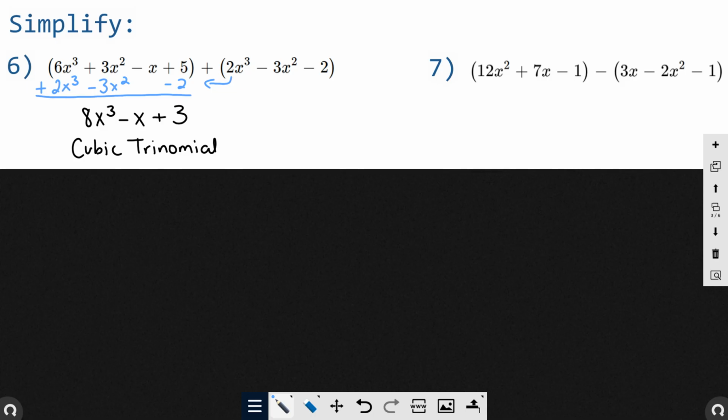Okay, let's write down our second problem here. Can y'all see the exponents and everything okay, or do I need to make it bigger? It's good? Okay.